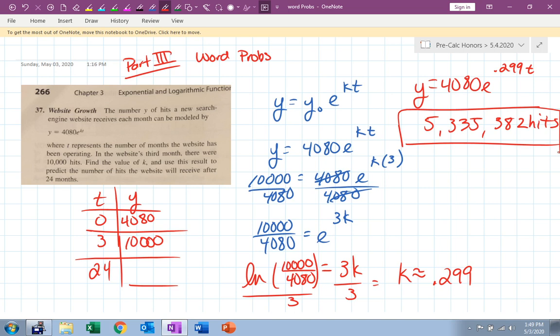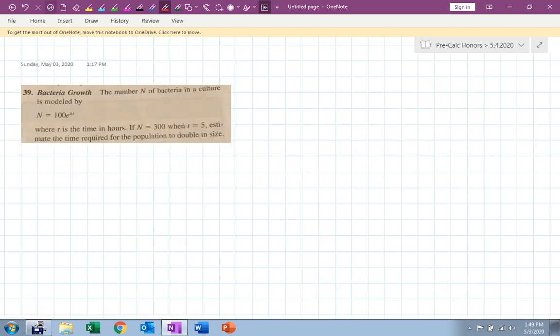I like it. The next one we're going to do is number 39. It deals with bacteria growth. Again, bacteria growth and bacteria decay are very closely related. The number N of bacteria in a culture is modeled by, and again, it's given us the equation. We now know our initial value is 100. T is the time in hours in this case. Now it's given us another point where N is 300 and t is 5, and it wants us to figure out how long it's going to take to double in size.